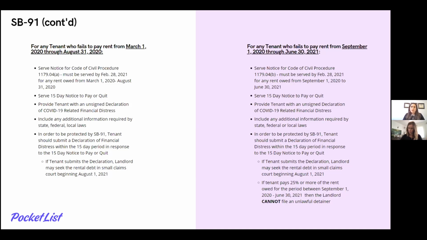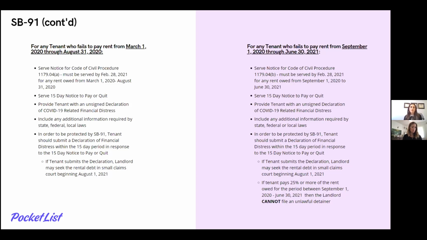Along with these notices, you also have to provide the tenant with an unsigned declaration of COVID-19 related financial distress. That is basically a blank document that the tenant can fill out and submit to the landlord that says that they are experiencing a financial hardship related to COVID-19. And then in addition, when the tenant does not pay rent, you should also look to your local laws to see if there are any other additional notices that need to be served to the tenant.